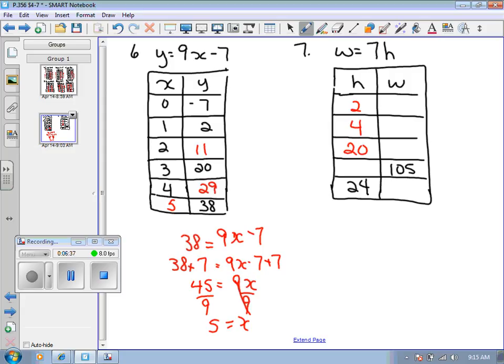So 2 times 7 is? 4 times 7 is? Excellent. 20 times 7 is? 140, much better. This one goes here, 15, thank you. So you went 105 divided by 7 and got 15. What's 24 times 7? Seriously? I'm going to trust you. Oh yes, you're right. Very good. Okay, that's the kind of work you're doing. So today I need you to work on extra practice number 6.